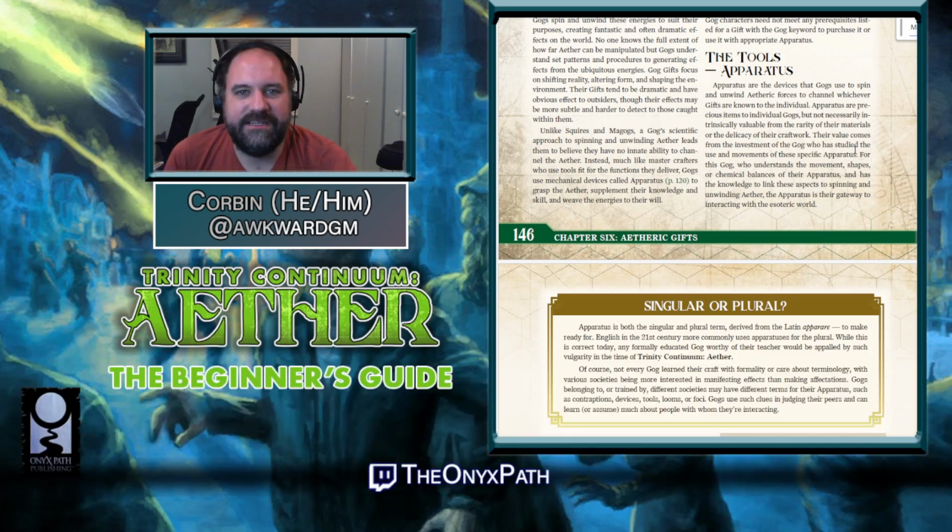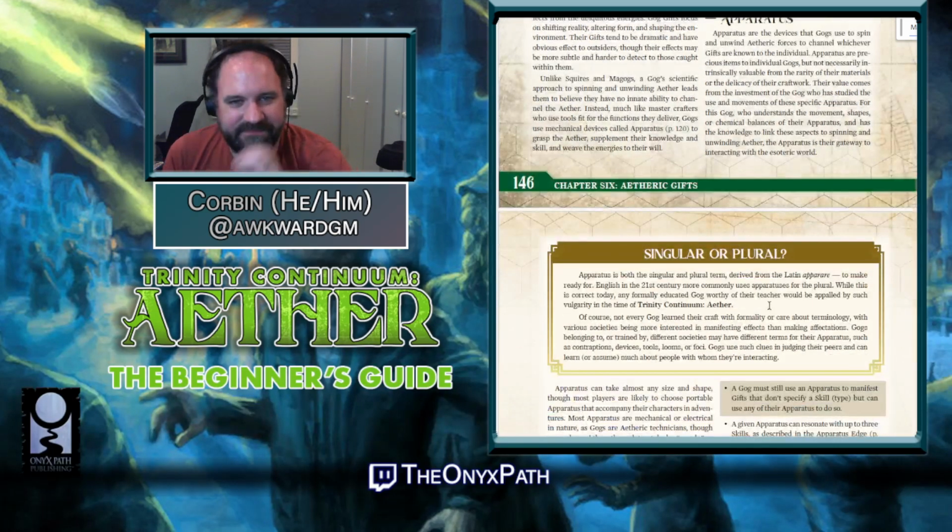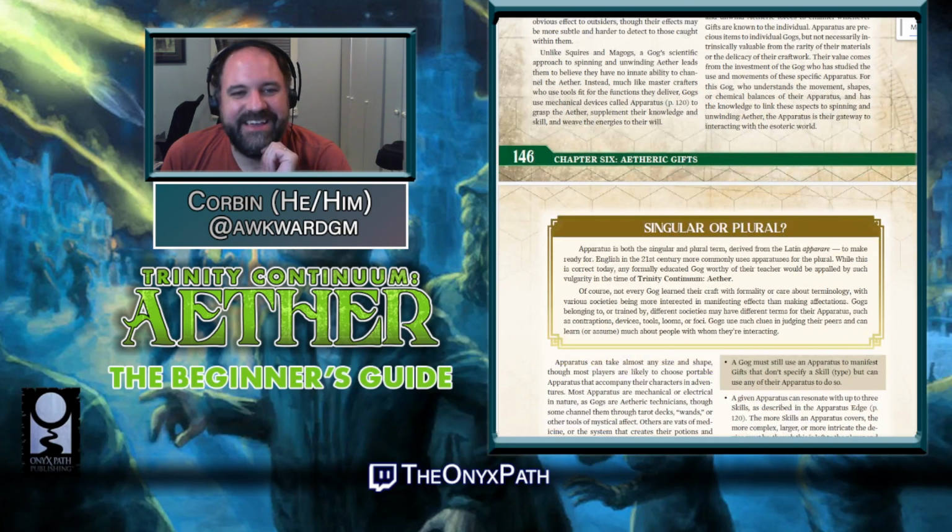Apparatus are devices that Gogs use to spin and unwind. Singular or plural. They even put it into the section. Apparatus is both the singular and plural term derived from the Latin apparare, to make ready for. English in the 21st century more commonly uses apparatuses for the plural.